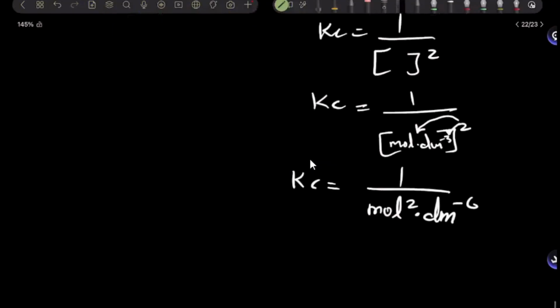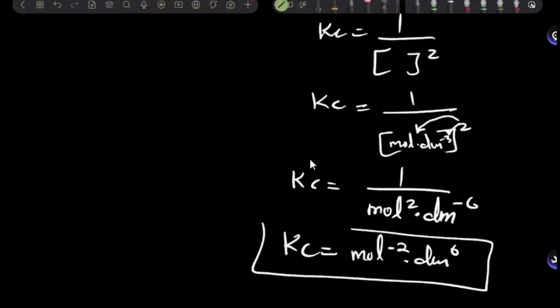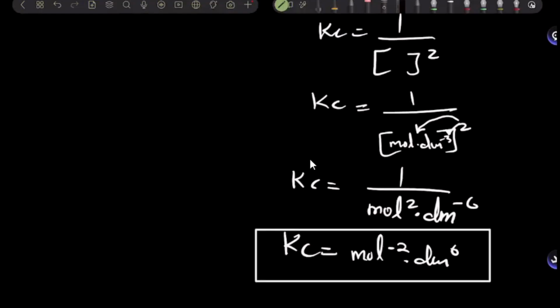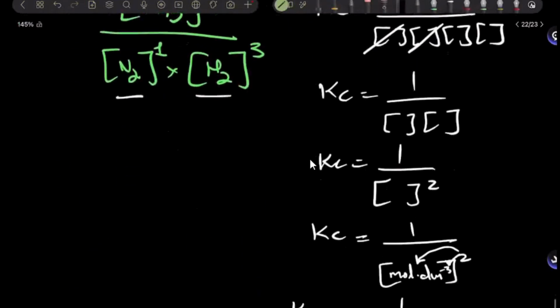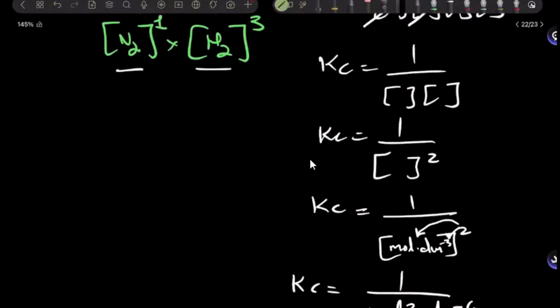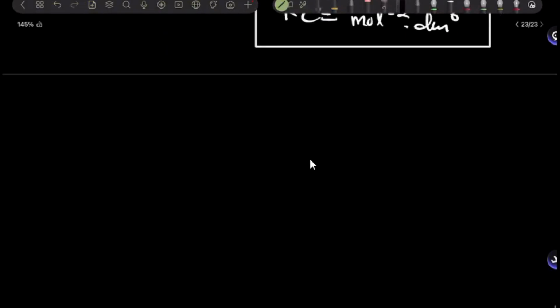Now the final unit of Kc, what should that be? Mole would go up and become -2, and dm minus 6 would go up in the numerator and become +6. Are we clear? Yep. So this is how you find the unit of Kc. All right. So you need to know how to write the expression, and then you need to know how to write the unit of Kc. Are we clear? Yep. Now let's take an example where a solid is also mentioned at equilibrium. So that would be writing Kc for heterogeneous equilibria.